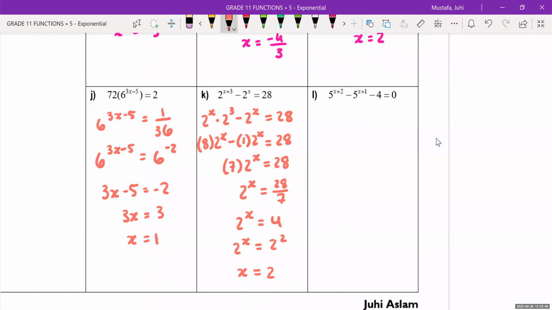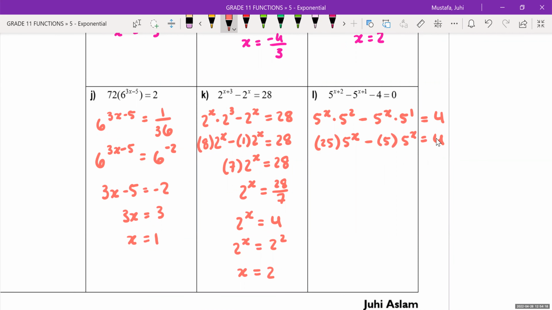So for question L, I'm going to split up both of those. So it's going to be 5 to the power of x times 5 squared minus 5 to the power of x times 5 to the power of 1. And negative 4 is just a constant, so I can throw it over to the other side and it's going to become a 4. Then over here, I have 25 times 5 to the power of x minus 5 times 5 to the power of x is equal to 4.